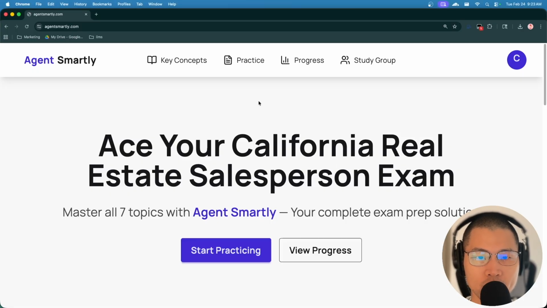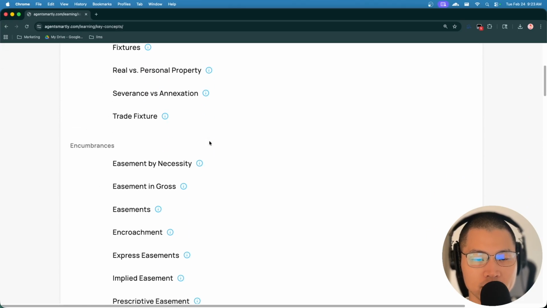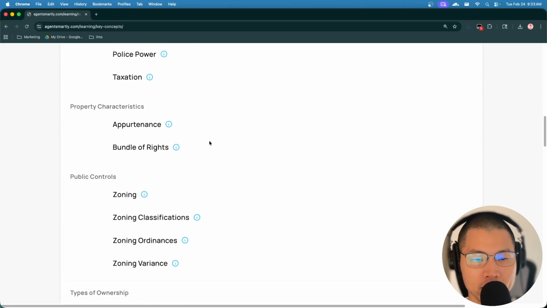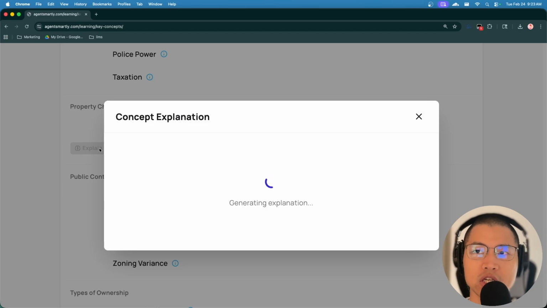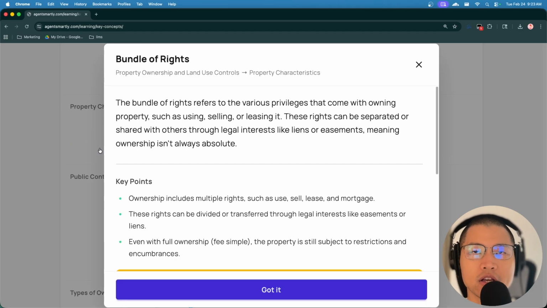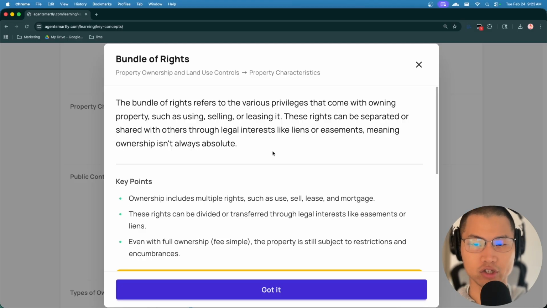So first, we go to the website AgentSmartly.com, click this button and scroll down. We'll see bundle of rights right here under the property characteristics. So click the explain button. We will see the very basic definition for this key concept. Bundle of rights: the bundle of rights refers to the various privileges that come with owning a property. So it is a right.